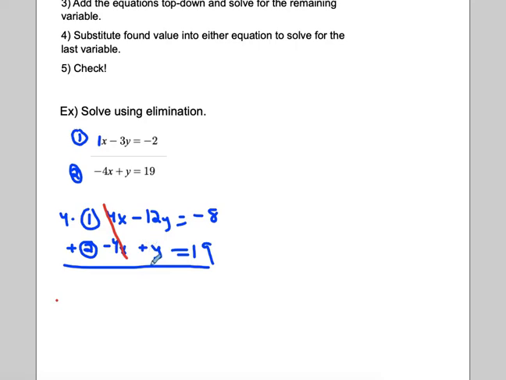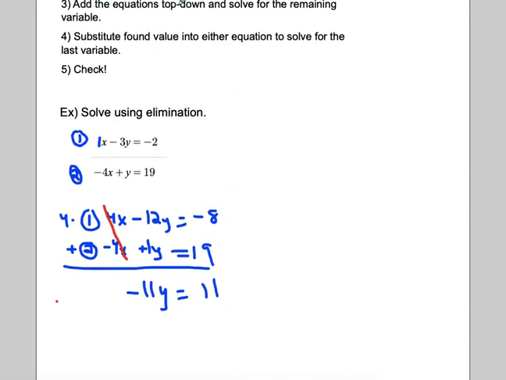Now I'm going to add the y's top down. Again, these are like terms. Negative 12y, and this is technically a plus 1y. That's going to balance out to be a negative 11y. And then negative 8 plus 19 is 11, or else 19 minus 8 is 11. This is still step 3. So we added the equations top down. Look at that. My x's went away. Goodbye. And now I just have one remaining variable left.